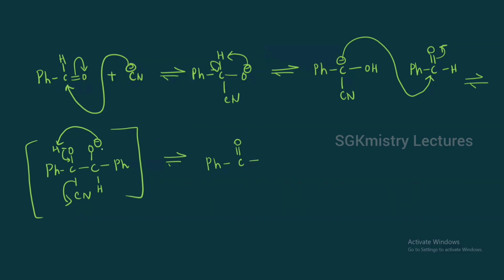Now what is remaining here? This O minus has abstracted the hydrogen. So here I get OH. Here there is H and here there is Ph, which is nothing but the required product, that is benzoin, that is alpha hydroxy ketone.